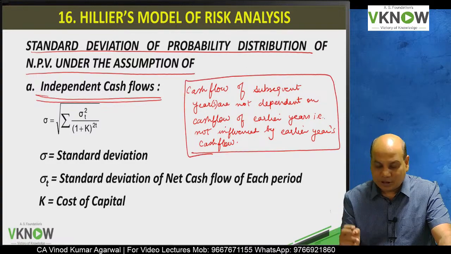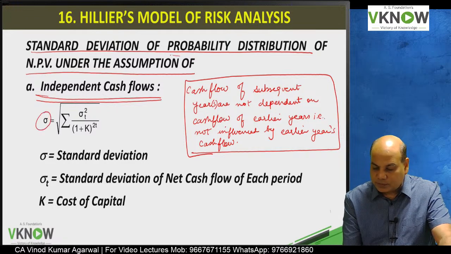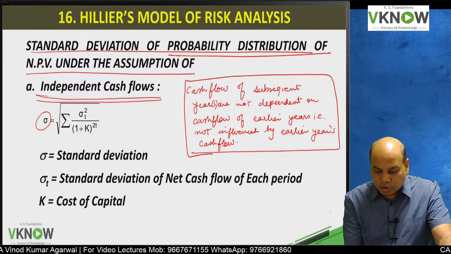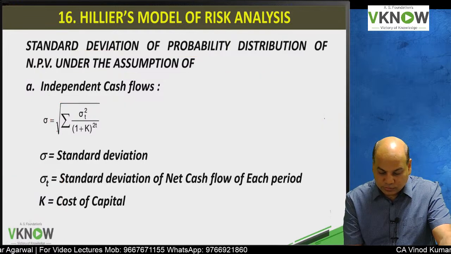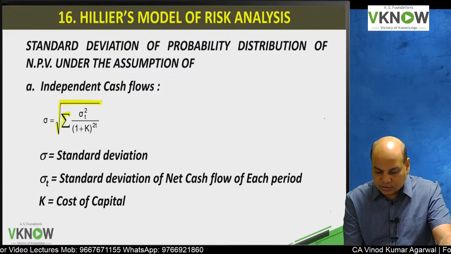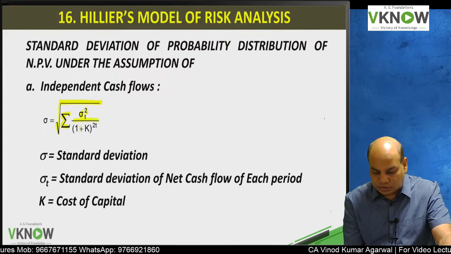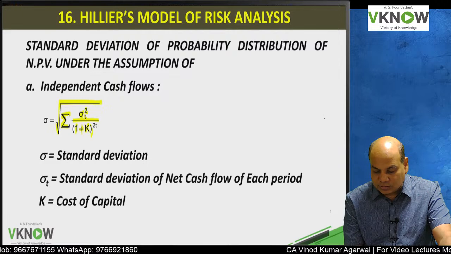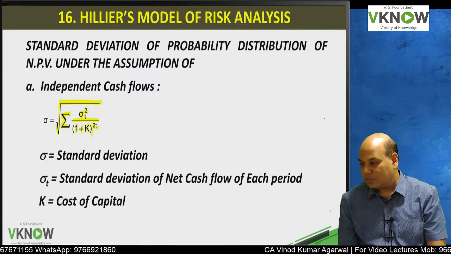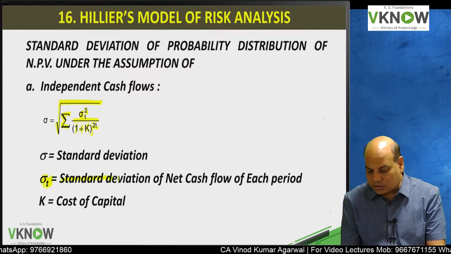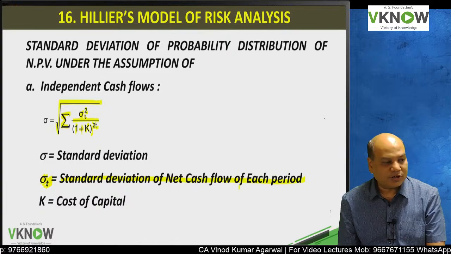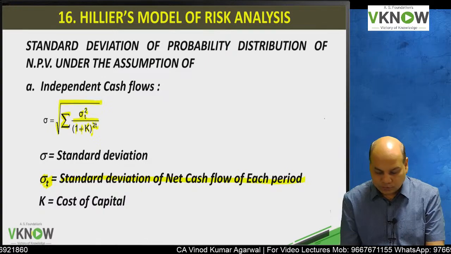If cash flows are independent, the standard deviation of the probability distribution of NPV will be equal to the square root of the summation of sigma t squared upon (1 plus k) to the power 2t. Now what is sigma t? Sigma t is the standard deviation of cash flow of each year.